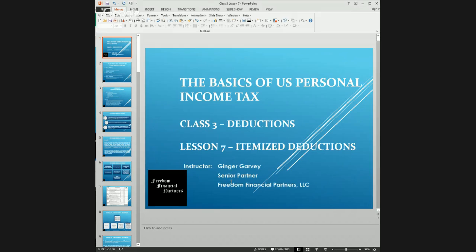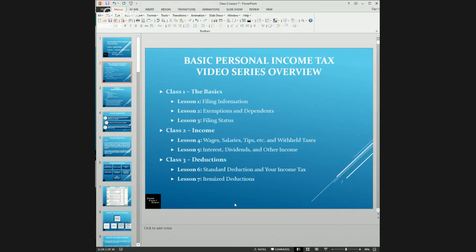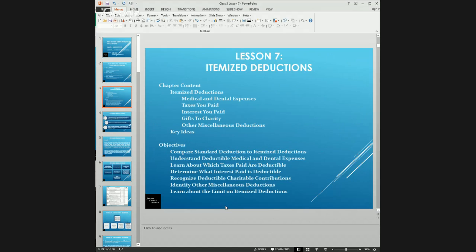We're working with deductions. Lesson 7, we're going to be covering itemized deductions tonight. So welcome. This is the basic series. This is the last course in the basic series where we went through the basics and some income and deductions. We'll be starting the intermediate series soon, as well as handling certain portions as individual topics. So for lesson 7, we're going to be covering itemized deductions.